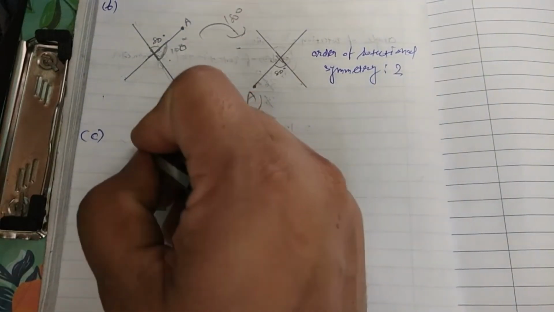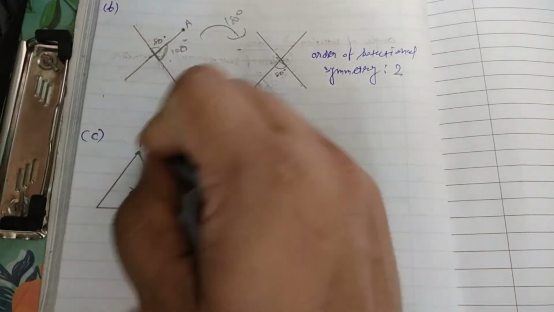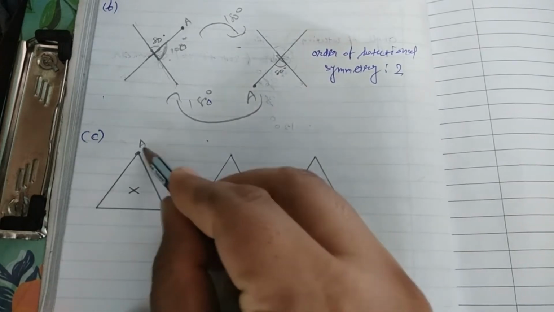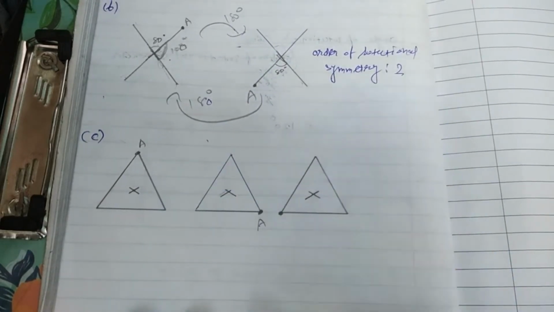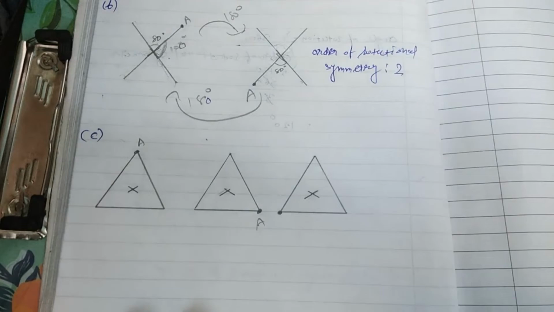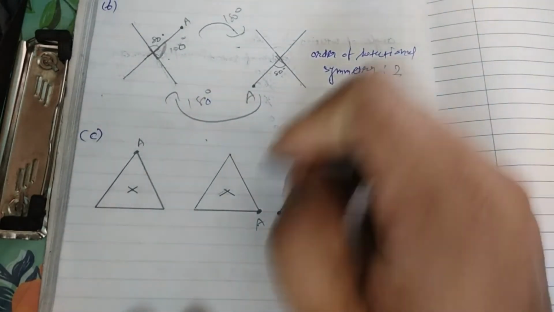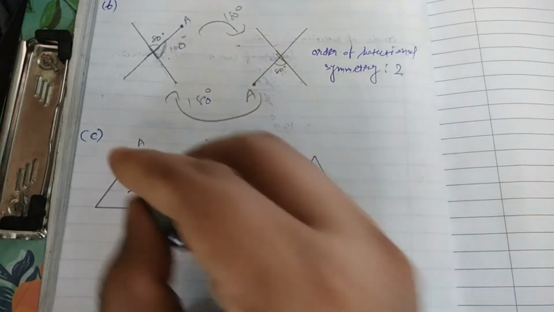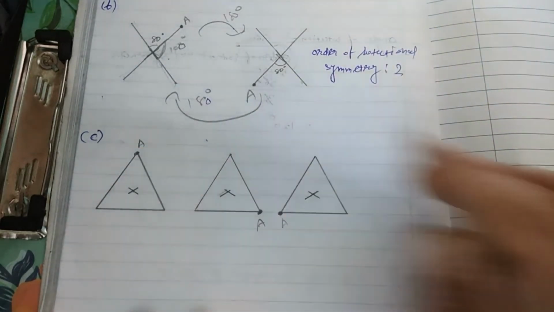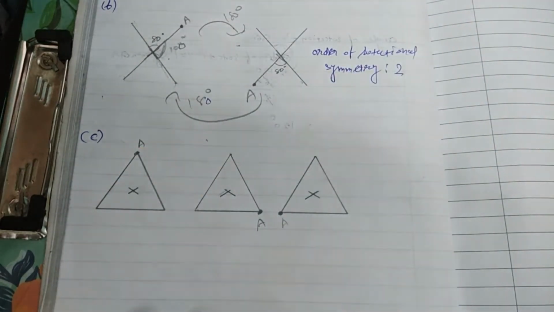Next, this is a shape of an equilateral triangle, and we have already discussed it. We will take this one point A. Now we will rotate this shape in such a way that A comes in this position, that is A, and again we will rotate in such a way that A comes in this position, that means here, and again we will rotate, then A will come to its original position. So here we have rotated 3 times. So the order of rotational symmetry is 3.